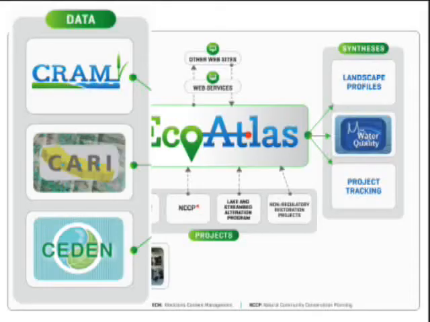So EcoAtlas aggregates data from several large statewide data sources. There are 3,300 CRAM wetland assessments in EcoAtlas. There's 250,000 miles of streams and about 4 million acres of wetlands classified in CARI, and 150,000 water and sediment toxicity results that are being pulled in from CEDEN. In addition, there are about 800 wetland restoration projects. For the active projects that are currently adding new data such as CEDEN and CRAM, these data sets are updated on a weekly basis.